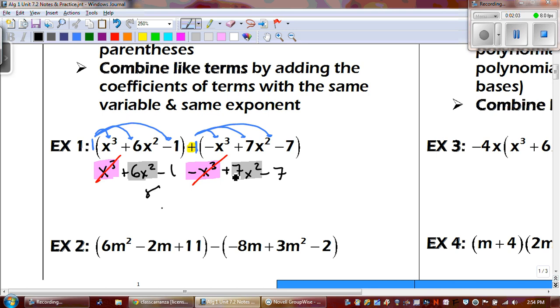So 6x squared and 7x squared would be 13x squared. And then the last thing we would combine is the -1 and the -7, and that gives us a -8. Okay, and now there's nothing else to combine. So that's our final answer, 13x squared minus 8.